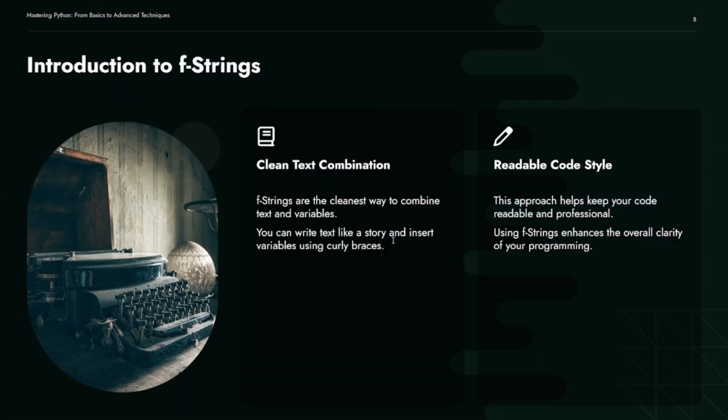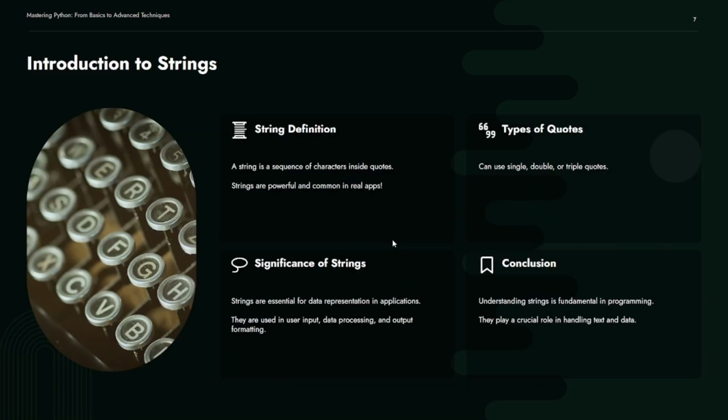Before going to f-strings, we have to go to strings. So what are strings? The definition of a string is a sequence of characters inside quotes. It may be in a variable, inside the print statement, or inside the input statement. Anything inside quotes in Python is most of the time a string. Strings are very powerful and common in real apps. It may be a web app, a Tk GUI-based app, or anything. We are using strings everywhere.